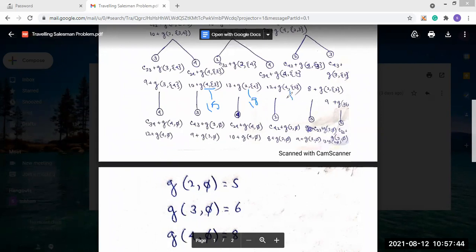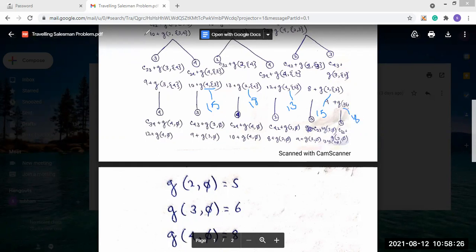Then 4 to 2. The 4 to 2 value is calculated from 8 plus G2, 1. So 2, 1 is 5, and 8 plus 5, the value will be 13. This value is 13. Then 2 to 3: the value will be 9 plus 3, 1, that means 15. So the 2 to 3 value will be 15. And G3, 2: this value will be 13 plus 2, 1. So 2, 1 is 5, so that means this value will be 18. So like this, we have got these values also.